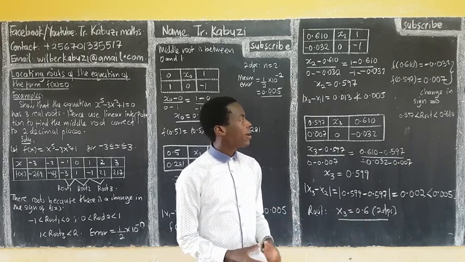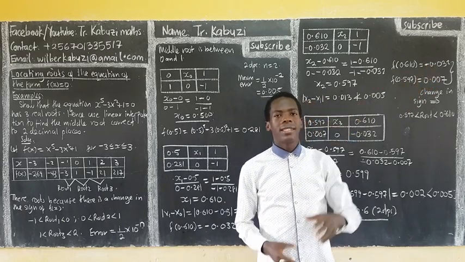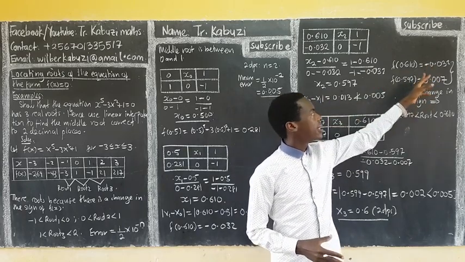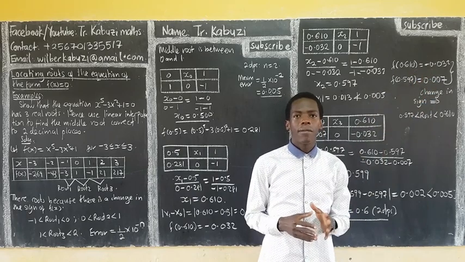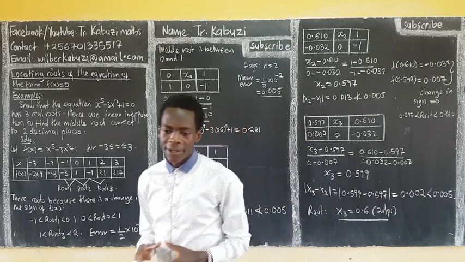0.6. So that's it. Always note this idea: when you get a difference, a change in sign, it means that your number is going to be there. So that's it, members. See you in the next lesson.